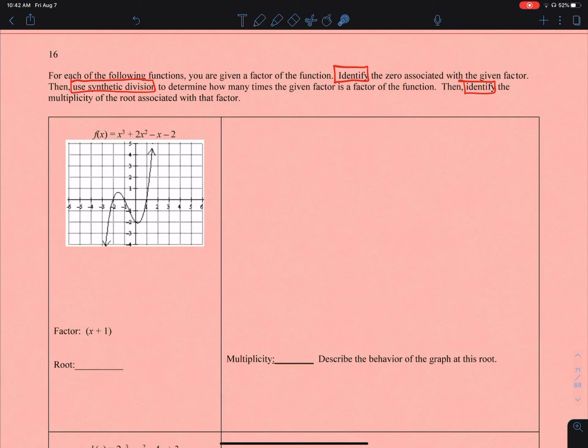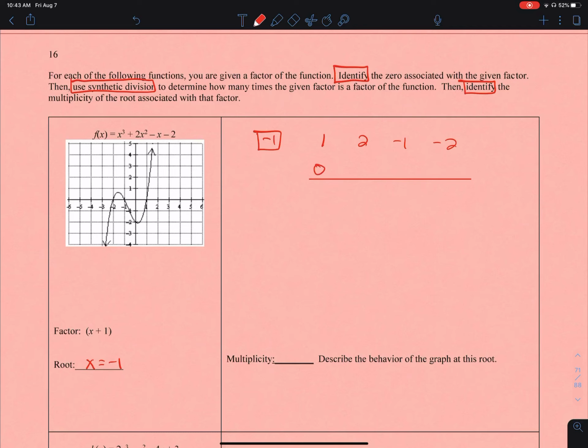According to the factor theorem, since this is a factor, we're going to have a root of -1. It's whatever number I can put into this factor for x to make this equal to 0, and that's -1. So that's done. Now we're supposed to use synthetic division. So I'm going to take the coefficients of 1, 2, -1, and -2, and I'm going to divide by the root of -1, dividing by the factor of x plus 1 synthetically.